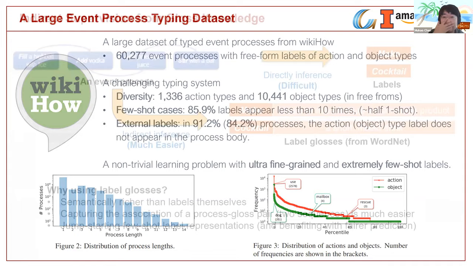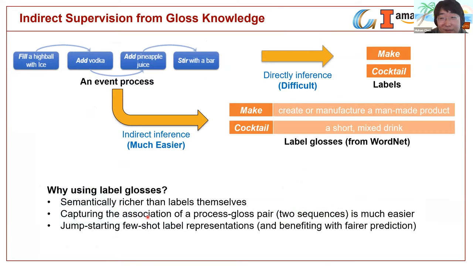So to solve this non-trivial problem, we propose a practical form of indirect supervision, which is based on gloss knowledge. That is to say, instead of predicting the type labels based on the event process content, we find it should be easier to predict the correct WordNet gloss that defines the type label. This is because the sense definition of type labels in WordNet provides richer semantic information than the label itself. Therefore, it is easier to seize on the association between a process-gloss pair. And also we find that the gloss provides useful side information to jumpstart representations of future labels that are rarely seen or unseen in training.